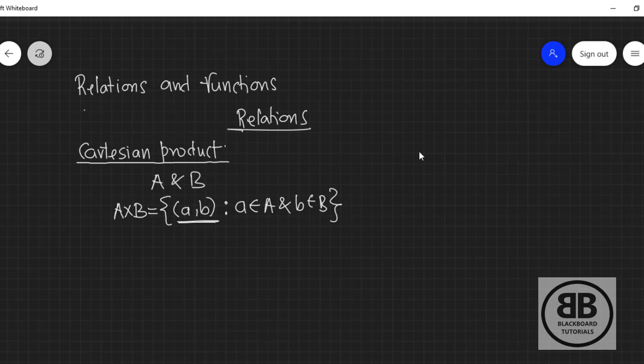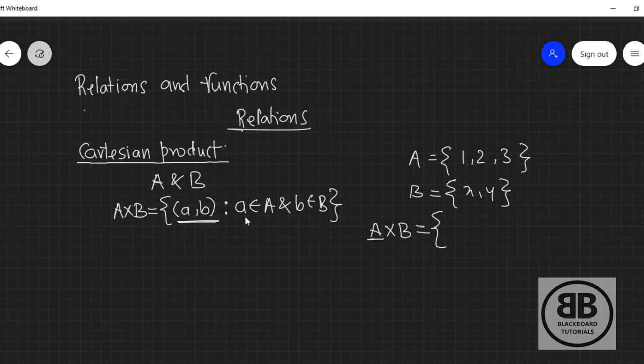Suppose we are having a set A {1, 2, 3}, and suppose set B is there whose elements are x, y. Now this Cartesian product A cross B will be the set of all those ordered pairs in which the first element belongs to set A, and the second element of the ordered pair belongs to the second set B.